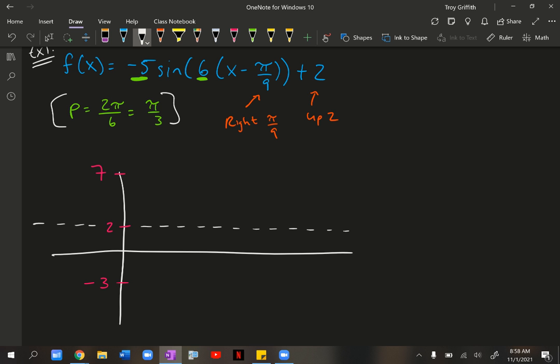Now, the other thing I'm going to mark down before I start doing any sort of calculations is that normally a sine or a cosine curve would start its first period at 0, but this got shifted to the right, pi over 9. The reason why it gets shifted to the right is because this is a minus sign and not a plus sign. So instead of putting my first mark at 0, I'm going to put a mark right here, and I'm going to label this pi over 9 because this is where my first period starts. Okay? All right, from here we can start doing some calculations.